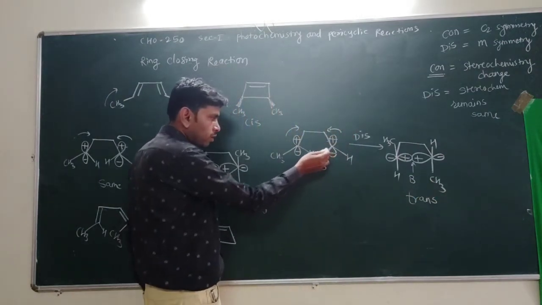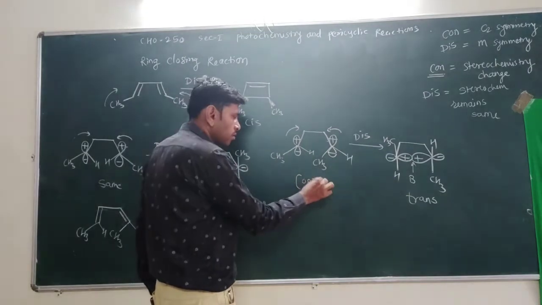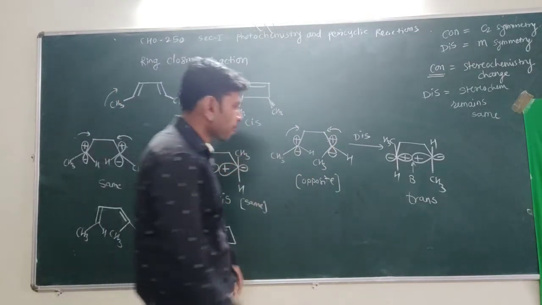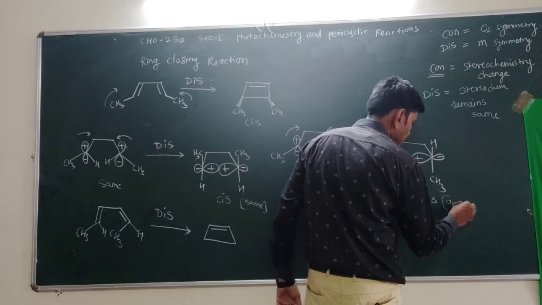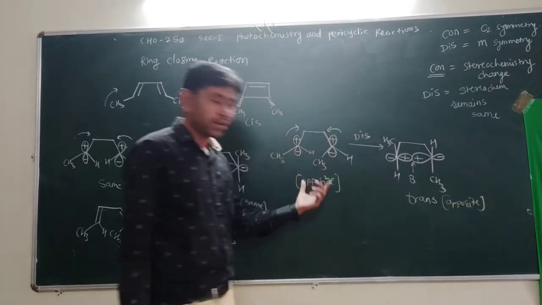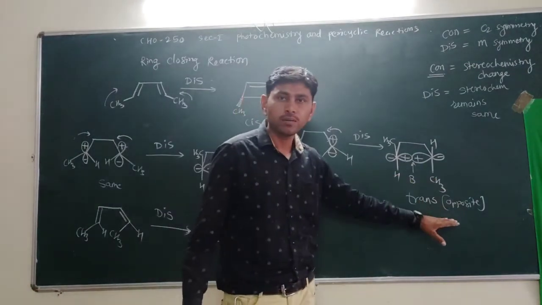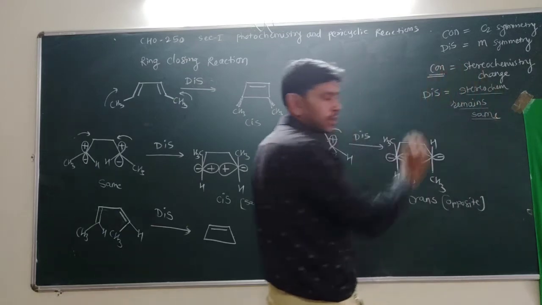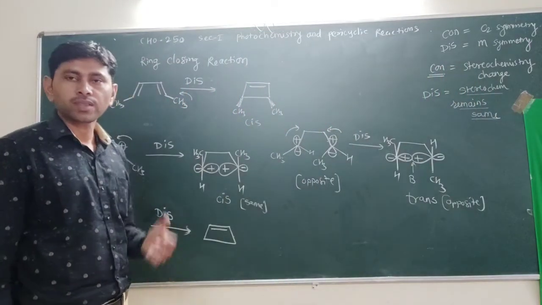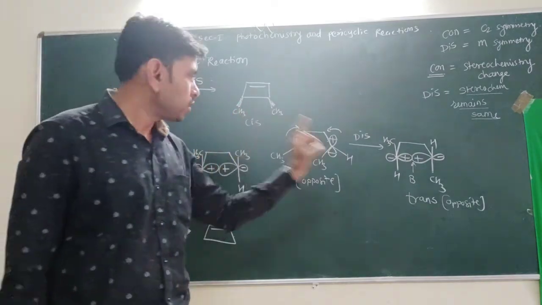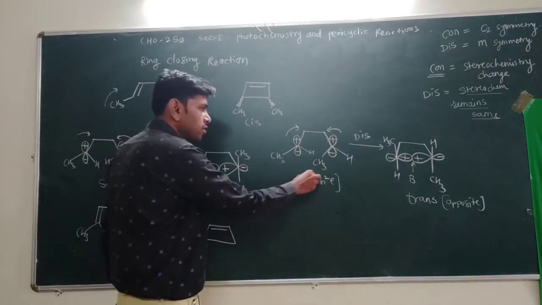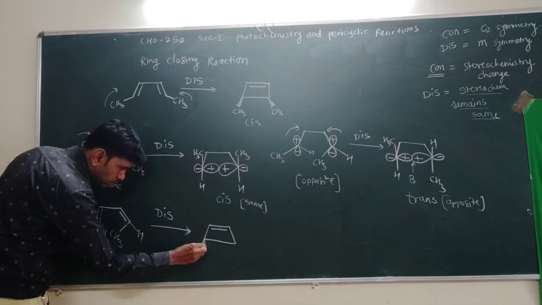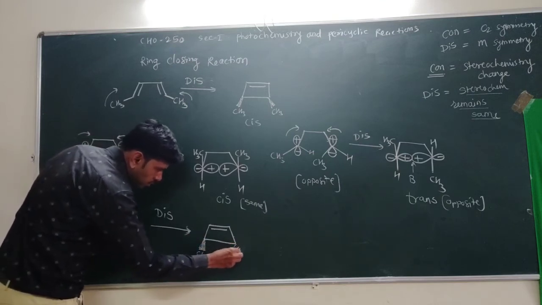So trans means both groups are in the opposite direction. One inward, another outward, and in the product trans, it is also opposite. That means when we use the reactant molecule with opposite stereochemistry, we obtain the product with opposite stereochemistry. That means stereochemistry remains the same when we apply this disrotatory motion. So here opposite stereochemistry, it becomes trans. So here trans means one wedge CH3, another dotted CH3.